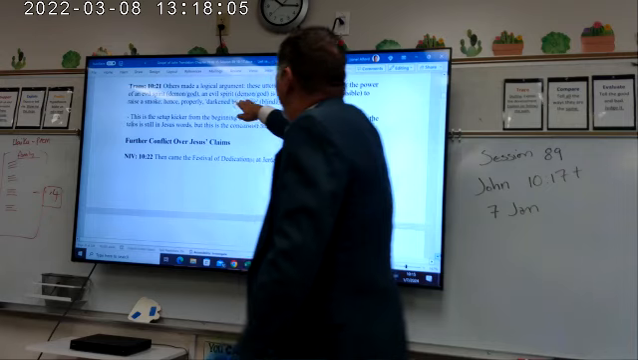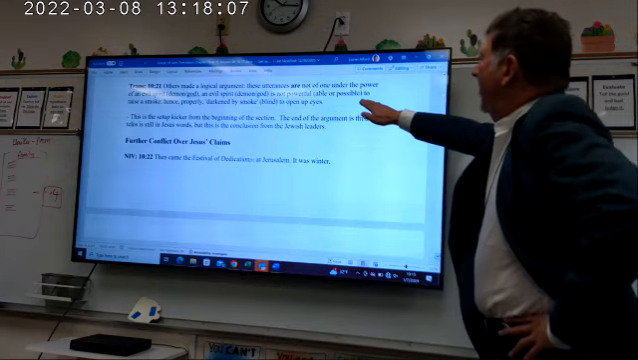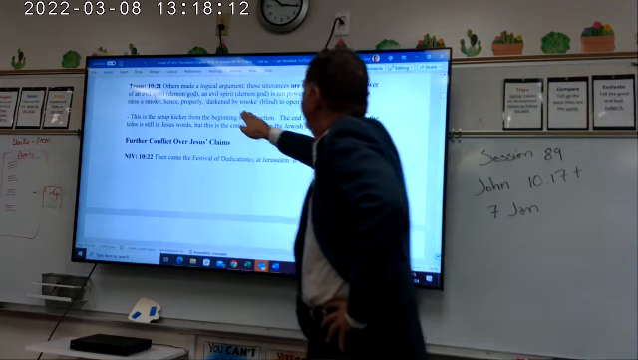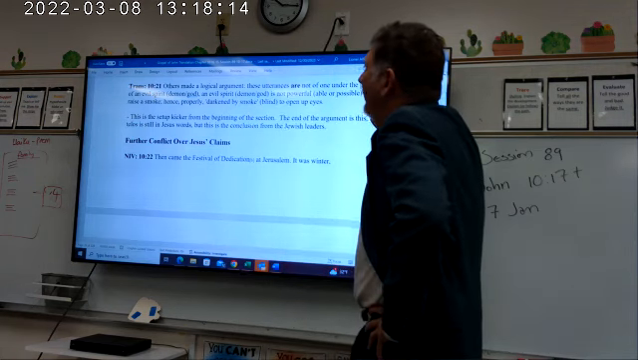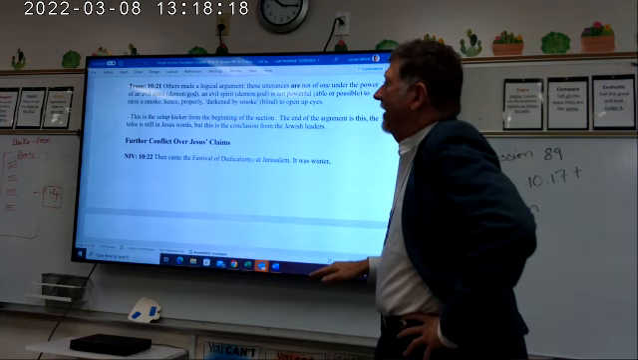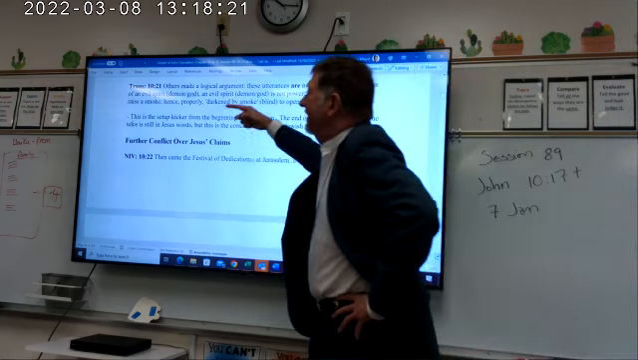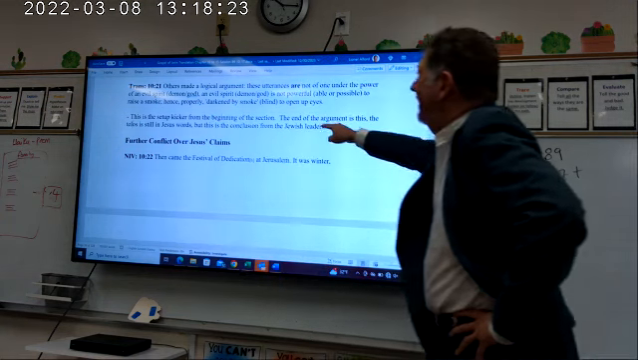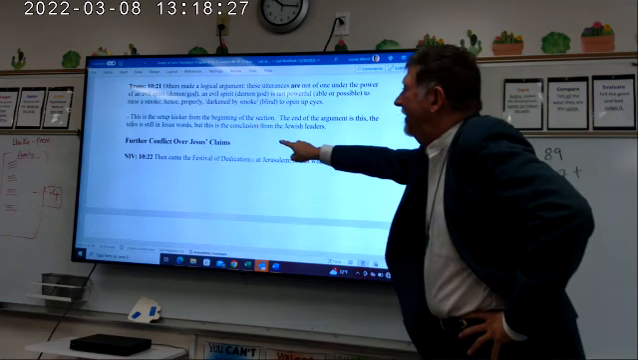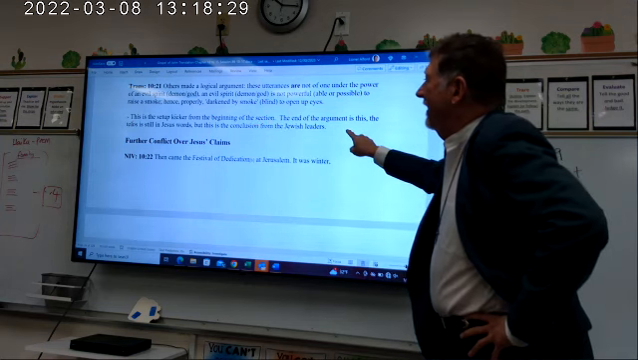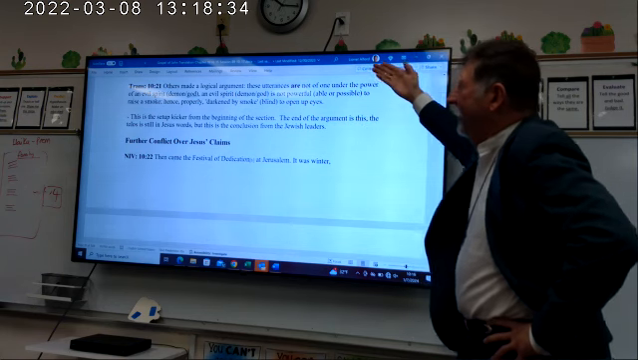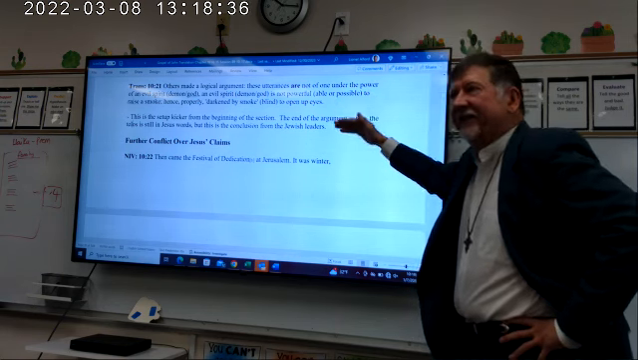Others made a logical argument. These utterances are not of one under the power of an evil spirit. An evil spirit is not powerful to open the eyes of the blind. This is a setup for the kicker from the beginning of the section. The end of the argument is this. The telos is still in Jesus' words, but it's the conclusion from the leaders. This is the telos of this statement. This is the telos of the section.